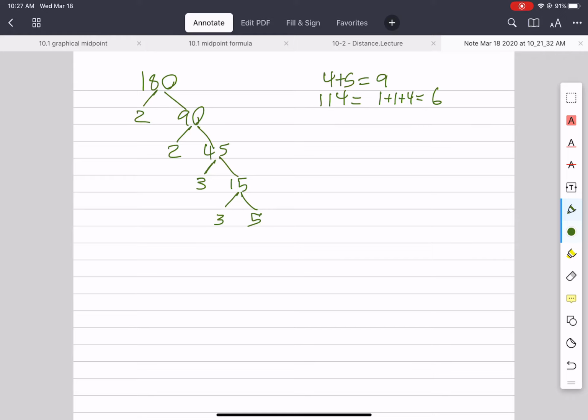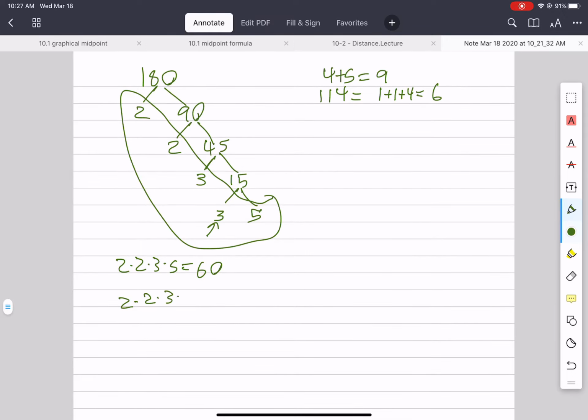When you're done with your list, go back and plug this back into the calculator to make sure it works. 2 times 2 times 3 times 5 gives me 60. Why did that give me 60? Because I dropped one of them. So 2 times 2 times 3 times 3 times 5 gives me back the 180 as I was looking for.